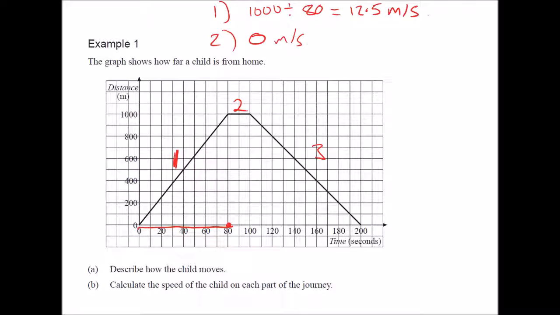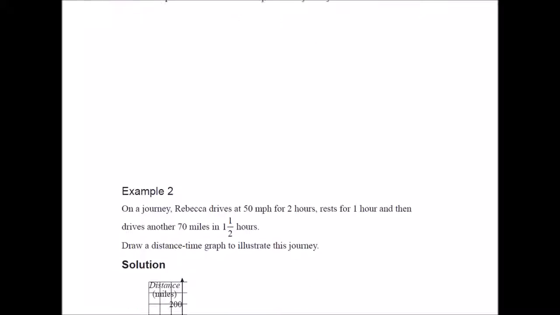We've got to do the same thing as before. If we start here and return back to home, we can see we've covered 1,000 meters again. If we started at the point at 100 seconds and finished at a point at 200 seconds, that means it's taken us 100 seconds to get back to home. So we do 1,000 divided by 100, which is, of course, 10. So we've got 10 meters per second as the speed on that part of the journey.